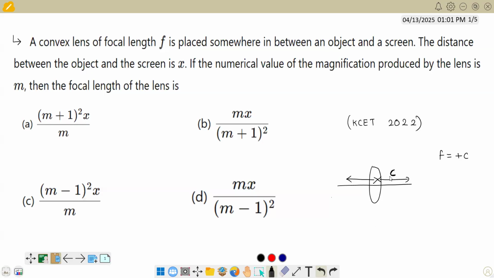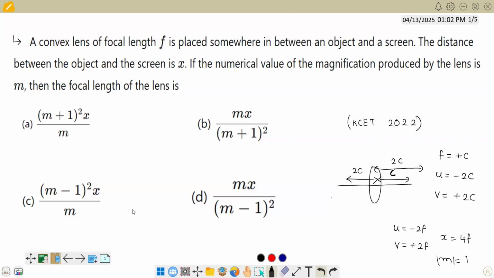You place the object exactly 2 times the focal length away. So the u value is minus 2c, and in this case the v value would be plus 2c. That means the image would be formed exactly at 2 times the focal length. So we generally say if u equals minus 2f, v equals plus 2f, and the value of x would be equal to 4f. In this case, the magnitude of magnification would be 1.